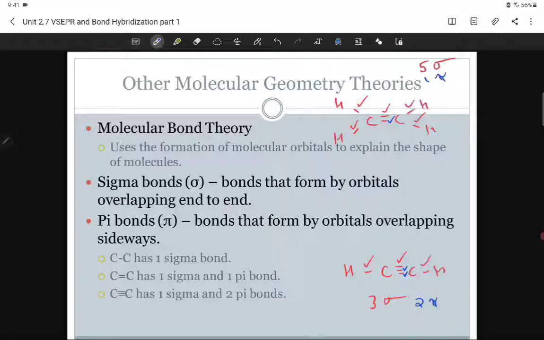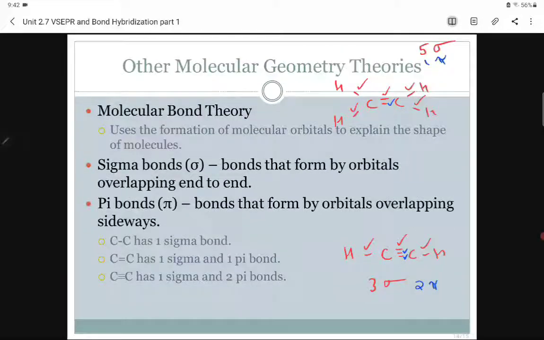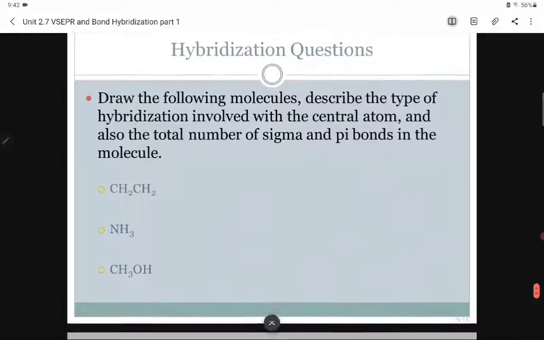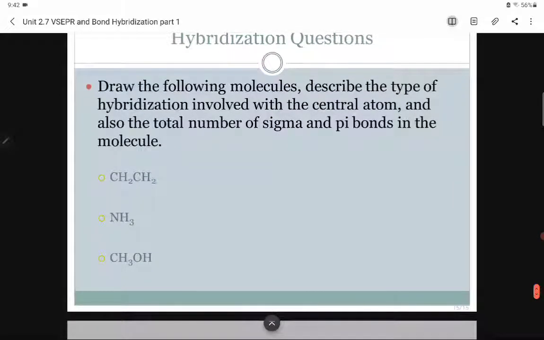I think at the end of the day, this is not a difficult concept as far as what we're doing in class. You just have to count these up. But it's not going to reflect very much on the test. I would say on the AP test, you might get 1 question, and on the Unit 2 test, you might get one question on sigma and pi bonds. This is the type of question you would get: can you tell us the hybridization, and can you tell us the sigma and pi? And by the way, hybridization is always about the central atom.